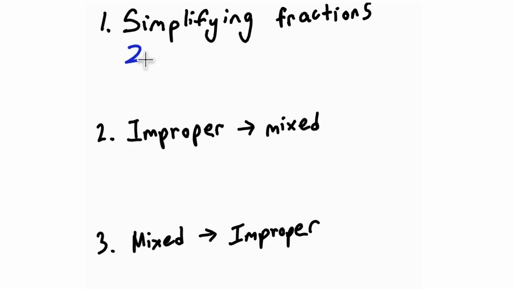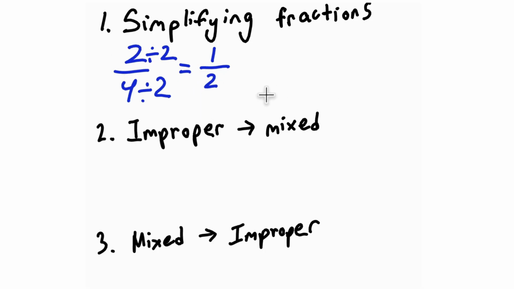For example, 2 over 4. To simplify fractions, you have to divide the top and the bottom by the same number. So 2 and 4. 2 goes into both of them, so I can divide both by 2, and I get 2 divided by 2 is 1, 4 divided by 2 is 2. So 2/4 simplified is 1/2.